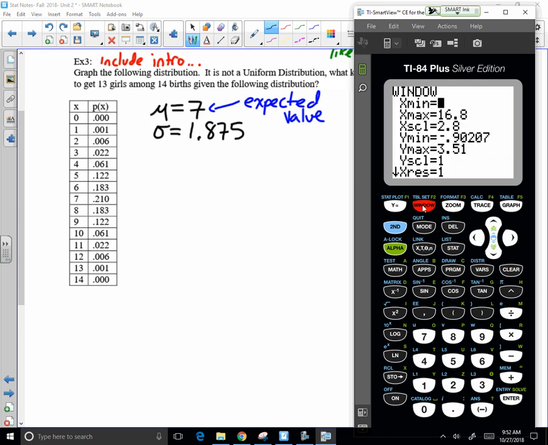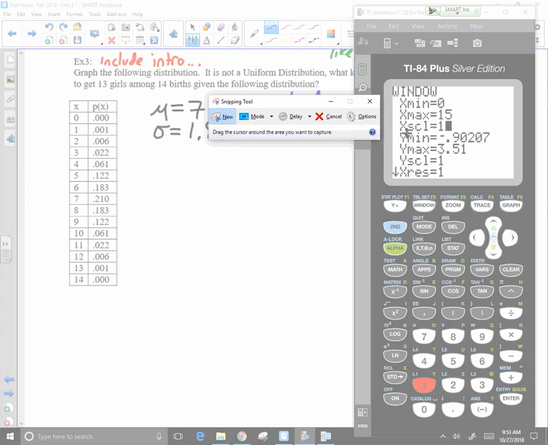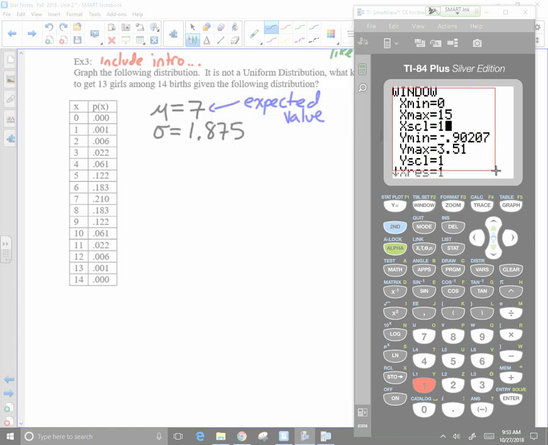So we go into the window and make sure it's the way we want it. 0 to 16.8, probably a little overkill, maybe 0 to 15, even 14 if you want. The scale for X, well, they're only going by 1s here, so why on earth would I go by 2.8? I don't know, so let me go by 1s. Y min, Y max, I don't know until I try. So let me get this in here. I suspect it's probably pretty close to what it needs to be, but it may need some tweaking.